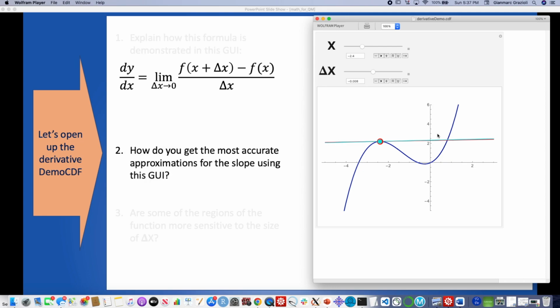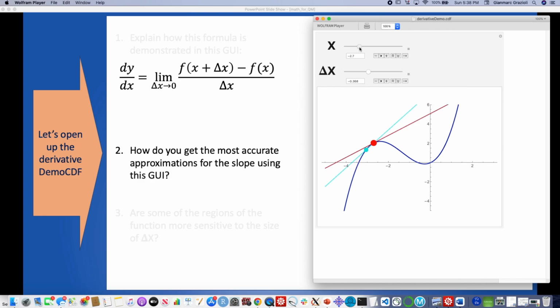And so that brings me to the next question. How do you get the most accurate approximations for the slope using this GUI? Well, if we play around with it, we can visualize the slopes. The exact slope is shown in red. Everywhere we go, that is the slope that, if the function were a linear function at that point, they would have the same slope.